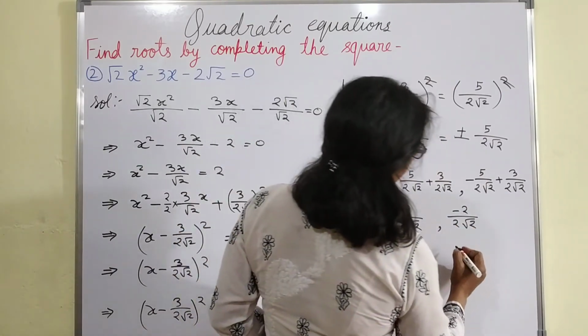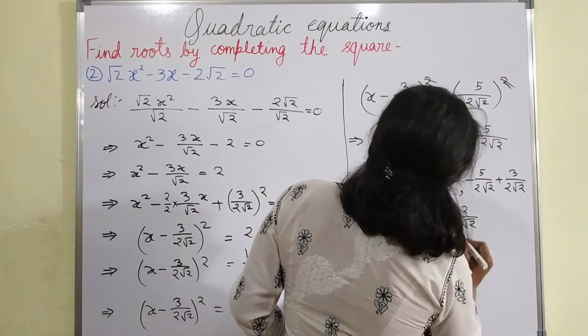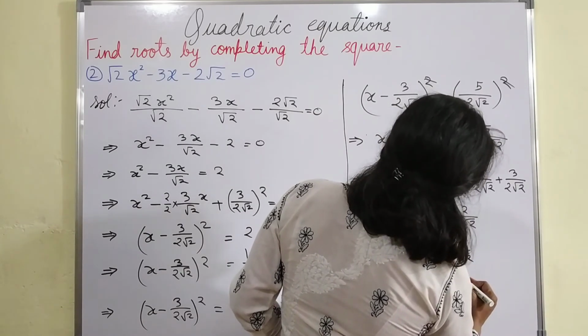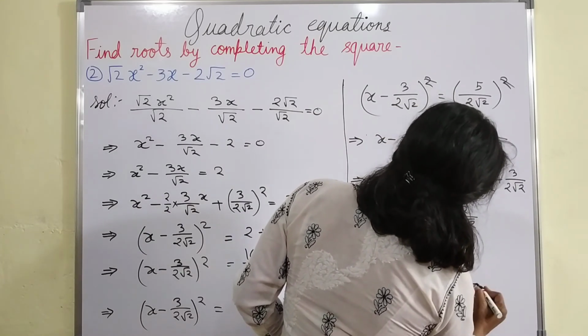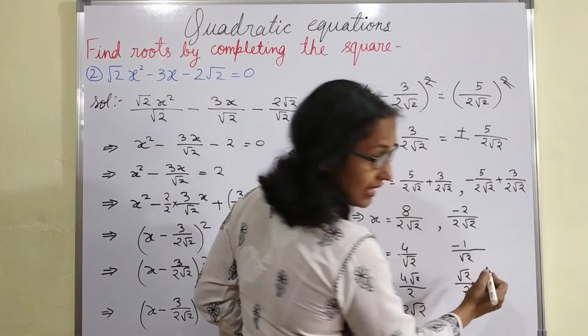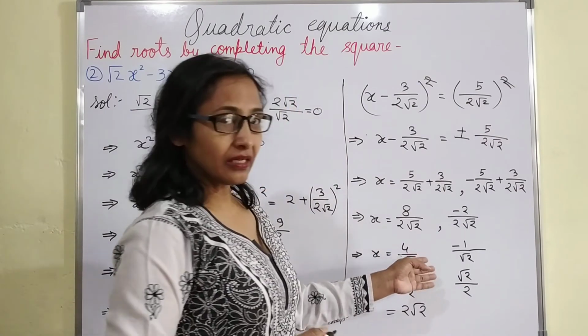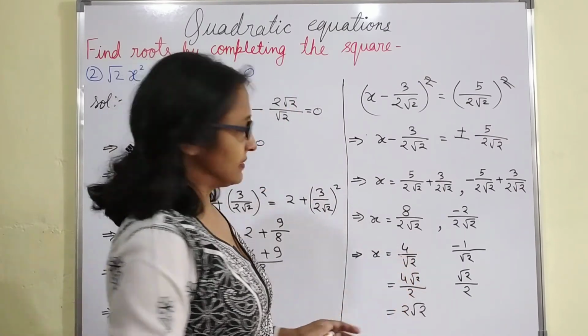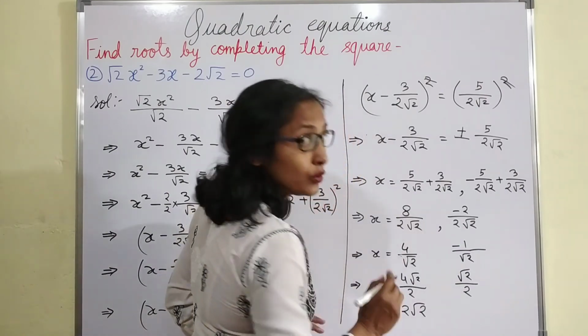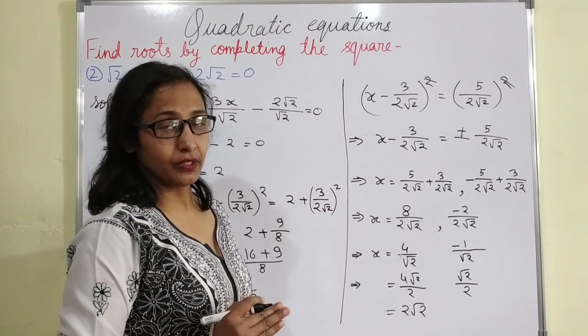Here, minus 1 upon root 2, so it will become minus root 2 upon 2. I am rationalizing, but in 10th class, there is no need to rationalize it. It means no need to explain rationalization.